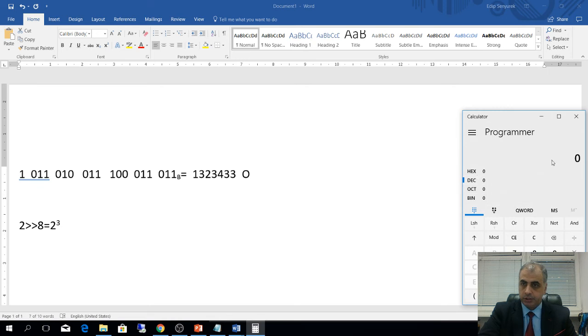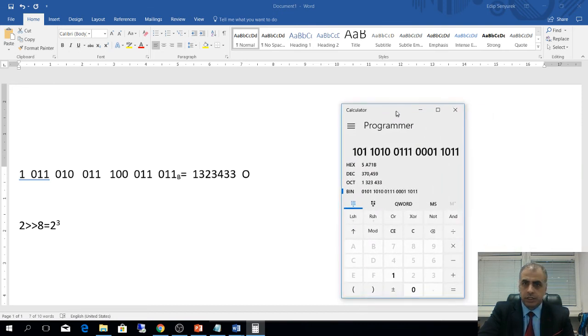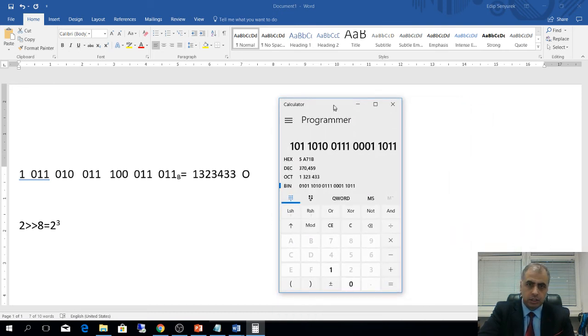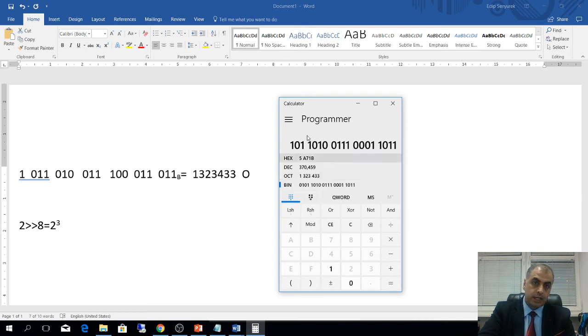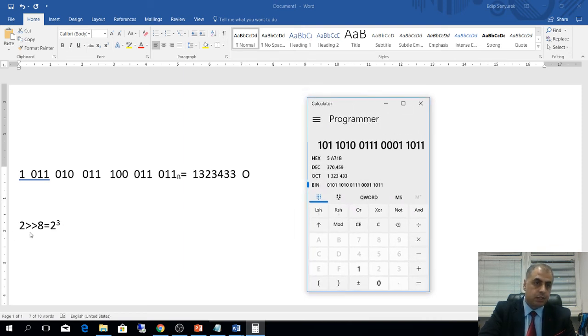Decimal number, sorry, binary number. Is it correct? 1011010. Okay, anyway, you can even see here, without looking at here, this number I converted to this. Am I correct? Yes, it's correct. How did I do? Let me repeat.